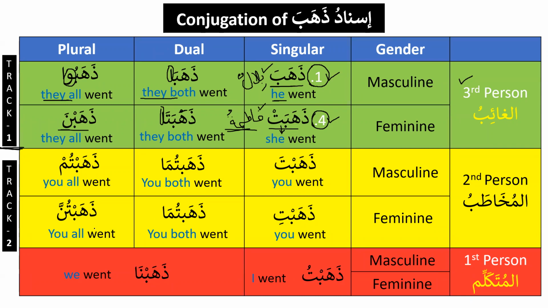So if you can memorize this conjugation, as I told you, even if there are roughly around 1,000 verbs in the Quran, and you memorize the conjugation of only dhahaba, that means you have already memorized the conjugation of 1,000 verbs of the Quran for the past tense. So imagine, alhamdulillah, how easy it is.